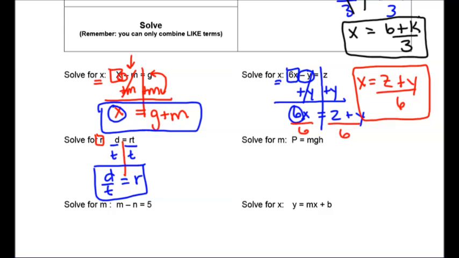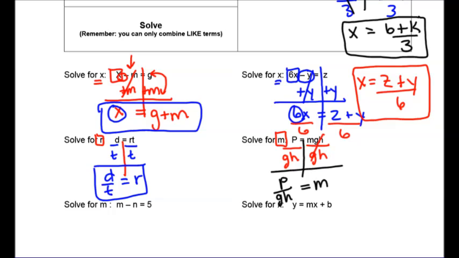For the next one, similar thing. P equals mgh. So remember, that means m times g times h. I want to get the m all by itself. So I have to move over all the letters that are not m. So I want to divide by g and h on both sides. So they will cancel out here. Final answer will be p divided by gh is equal to m. Okay? All right, let's take a look at the next one.